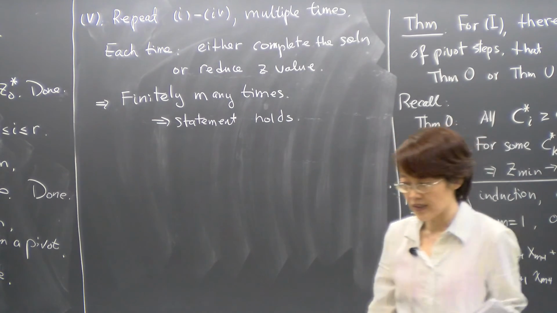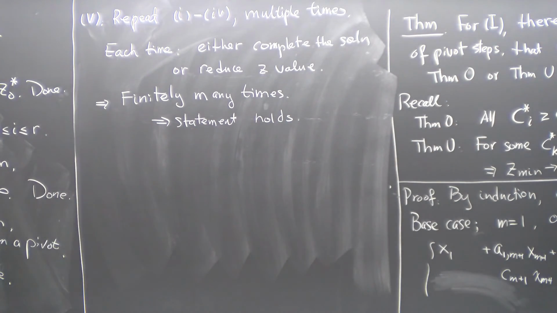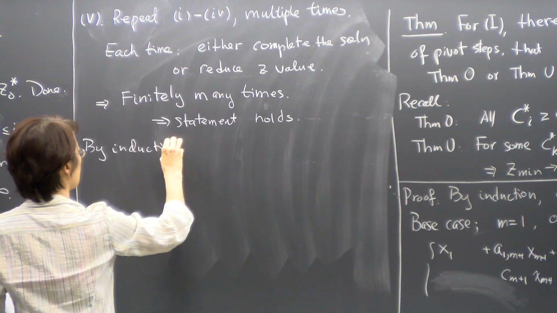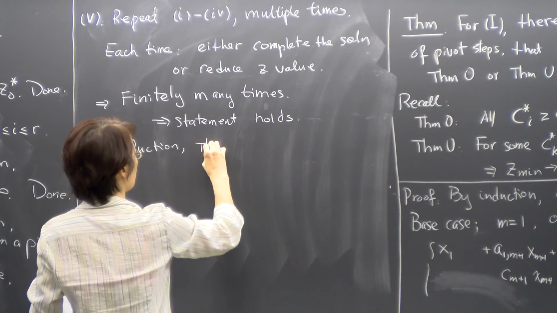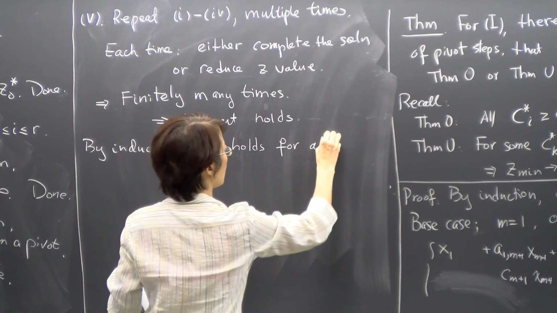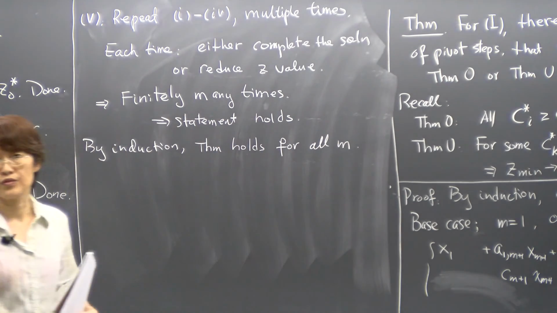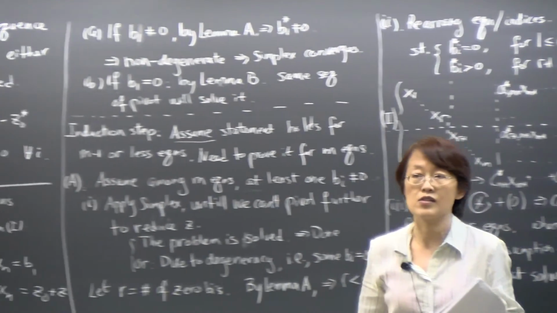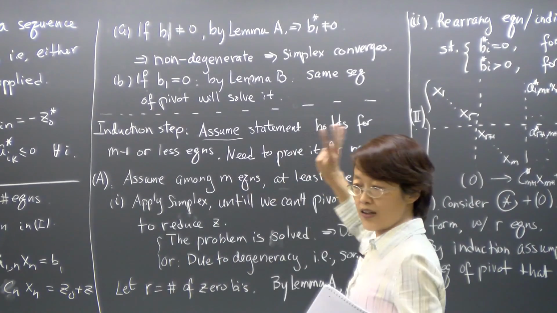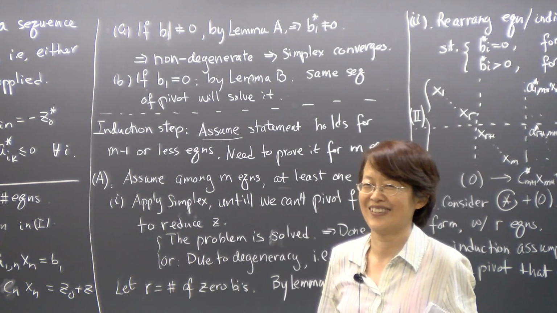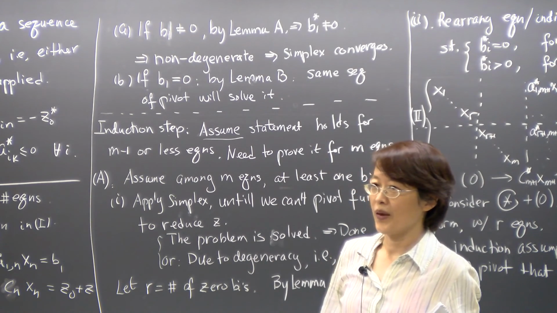Okay, and then you can write now, by induction, the theorem holds for all integers m, under the assumption, we still put an assumption, that at least one of the b_i is not 0. If that is the case, I prove the theorem. Is that clear? Are we okay?